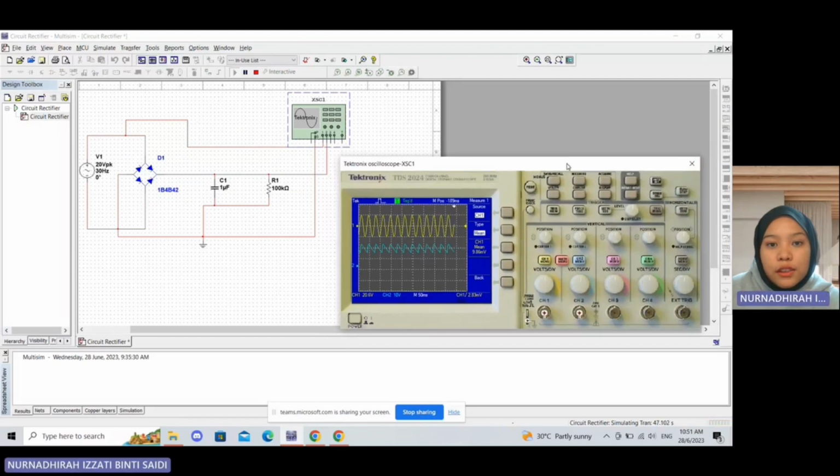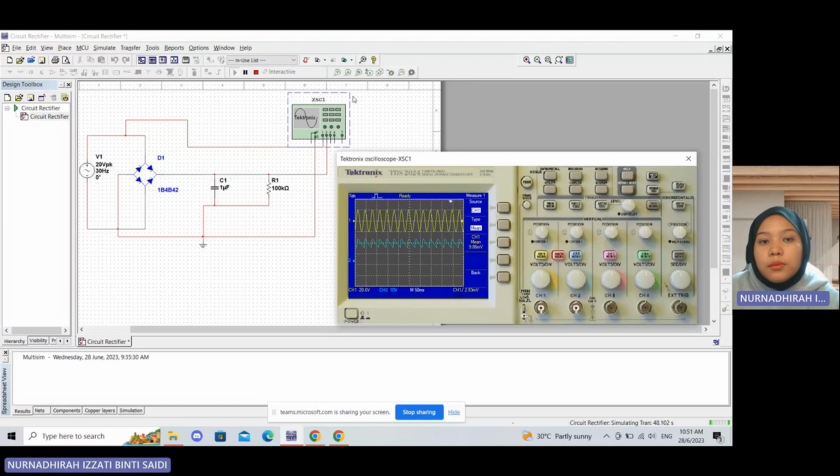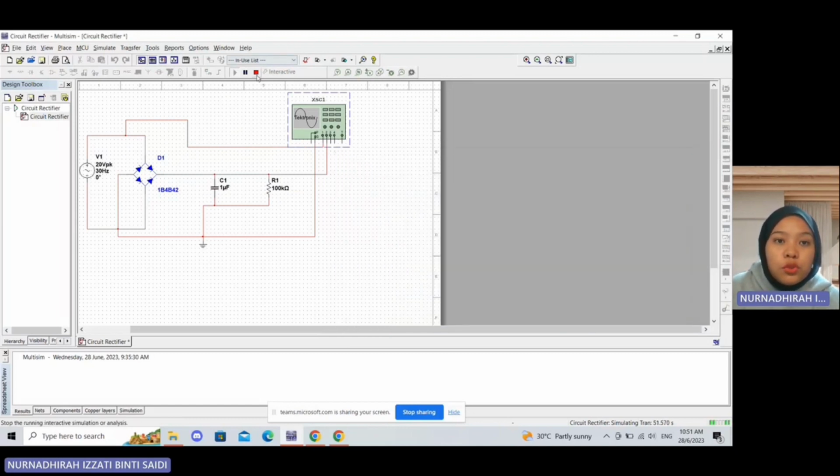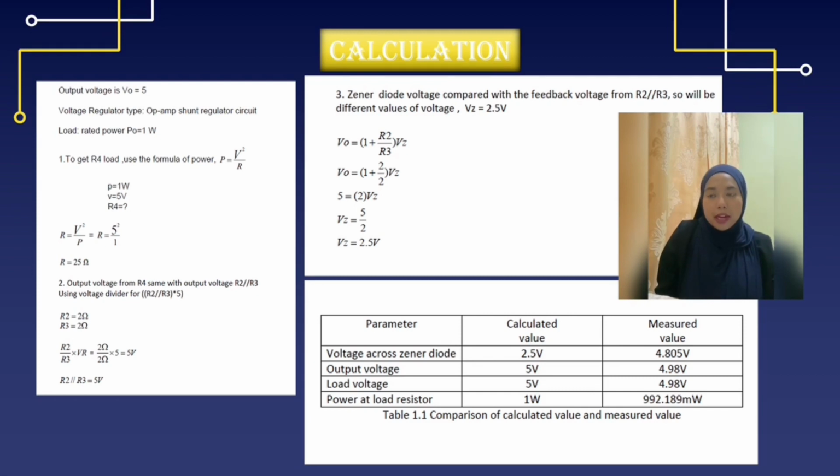And that's all for the rectifier circuit. Thank you. I will continue with my part, which is the voltage regulator and load.